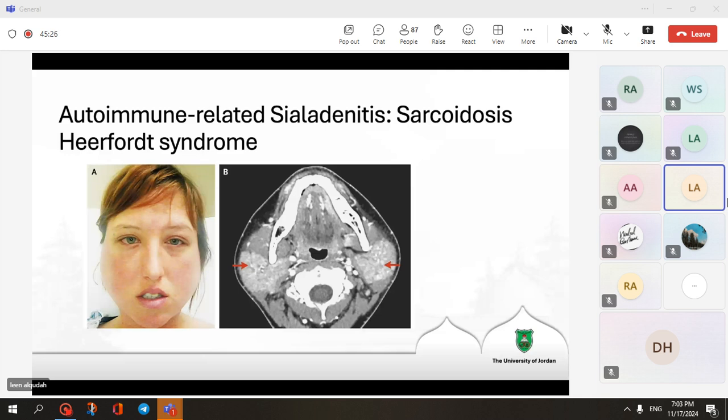They will have the bilateral enlargement as illustrated here in the clinical photograph, and here on the imaging modality, you can see that the parotid glands are enlarged and they're larger than normal, than their anatomic size.